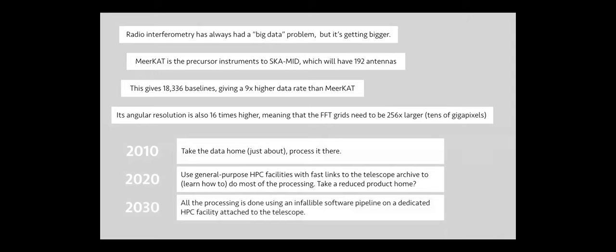But we're moving into a regime now for things like the SKA, where all of the processing needs to be done on some yet to be decided infallible software pipeline on a dedicated HPC facility that's attached to the telescope. So we're kind of in this limbo phase at the moment where we're using HPC to deal with the data, but still kind of finding our feet. I think that's fair to say, at least I am.